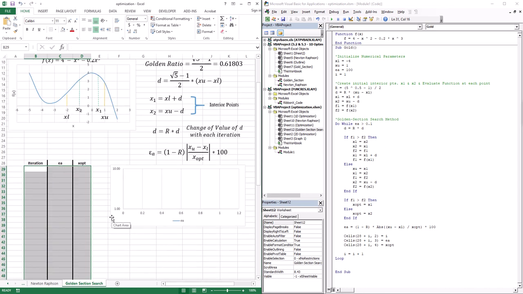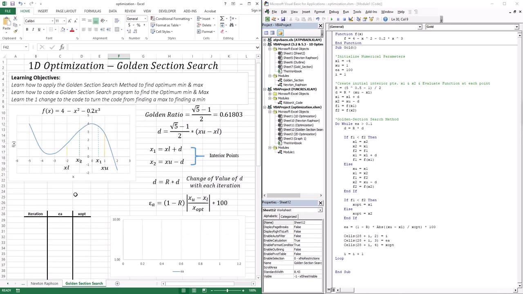So what about if I want a min? Well, if I want a min, just change these to less than. F1 is less than F2, and I'm going to also change this to less than. And that is all the change that you need to do to turn a golden section search method from finding a max to finding a min. So the min, as you know, is negative 3.33. So this is where we should expect it to converge.